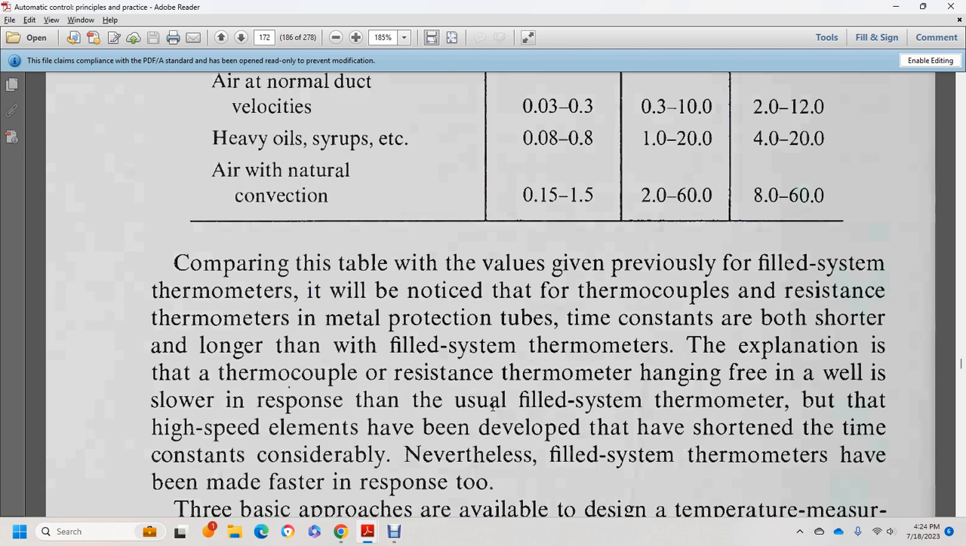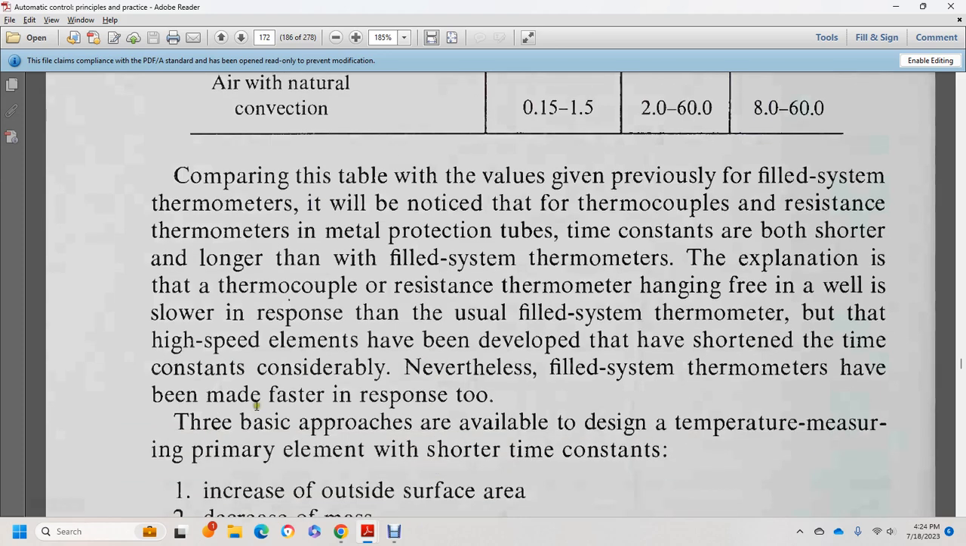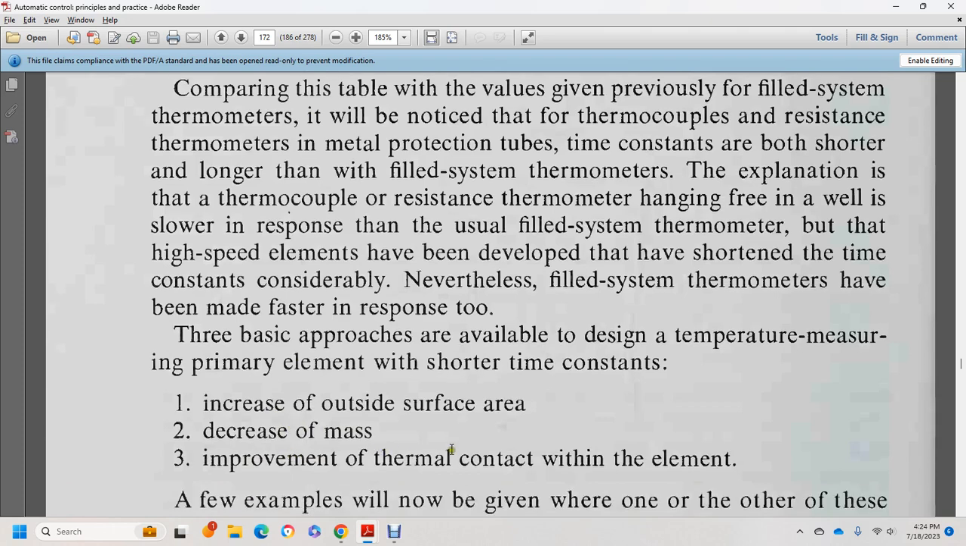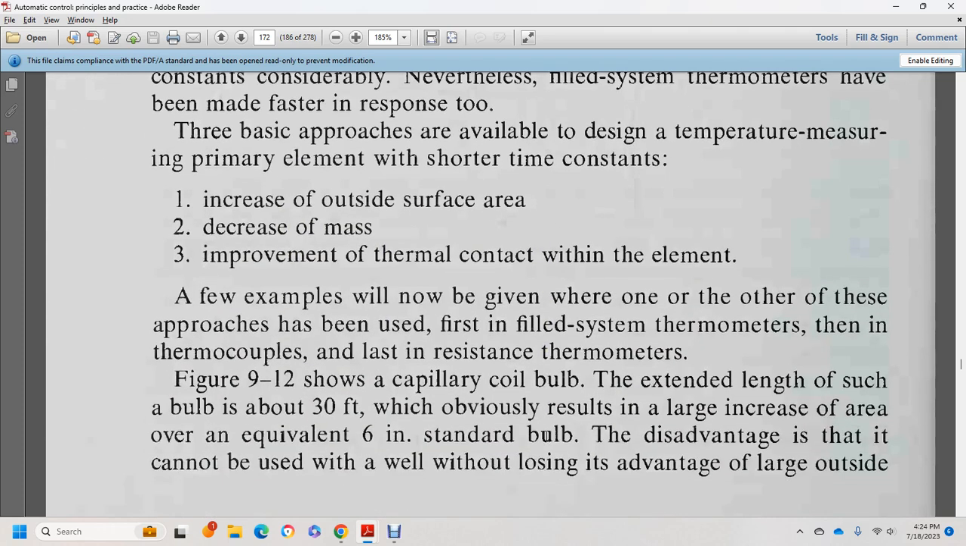Filled system thermometers usually have a slower response, but with high speed, elements have been developed and the time constant considerably shortened. Nevertheless, filled system thermometers have been made faster. There are 3 basic approaches to designing faster temperature measurement: make the primary element short in time constant by increasing the outside surface area, decreasing the mass, and improving the thermal contact within the element. A few examples will now be given of one or the other approach as they have been used: first the filled system thermometer, then the thermocouple, and lastly resistance thermometers.